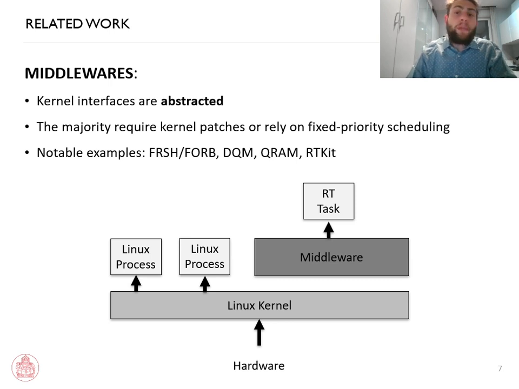Recently, many middleware were also released. A representative example is the Fresh Forb, a middleware based on Corba that lets real-time applications create reservations across not only the CPU but also disk and networks. Anyway, it relies on an extension of the Linux kernel.